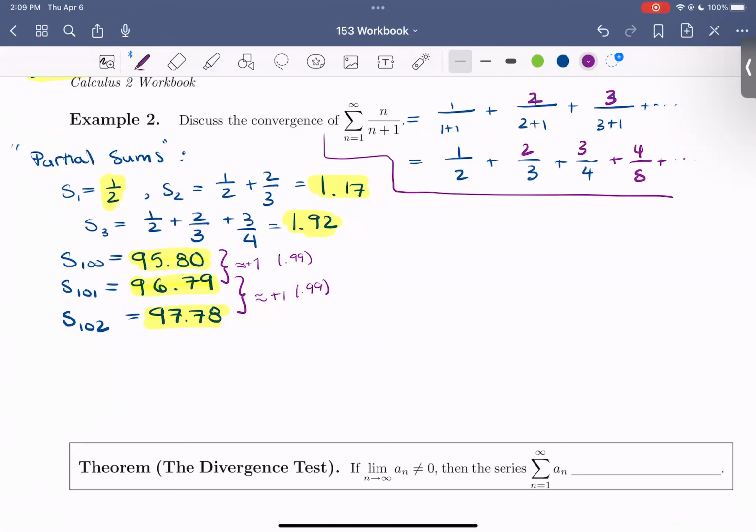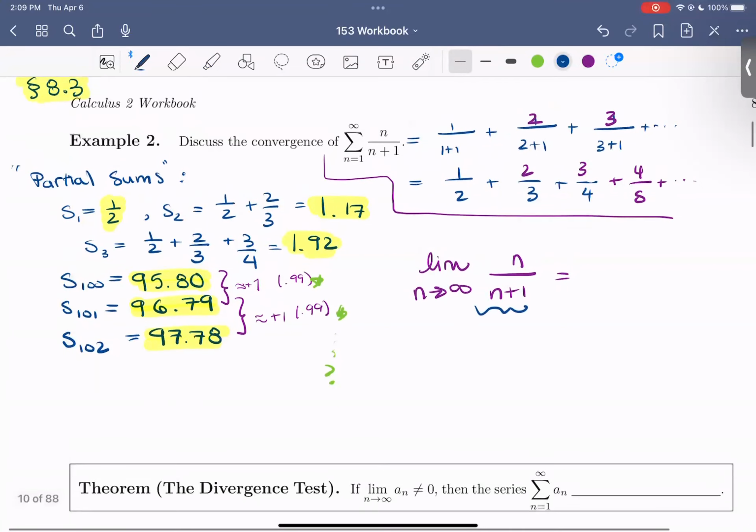So then we could ask, what's the impact of adding one more term? Does this pattern, where we're seeing the partial sum increase by about 1, continue? To get a sense of that question, we can look at what the terms are approaching. So we can look at the limit as n goes to infinity of n over n plus 1. The terms of the series itself, what are those terms approaching?